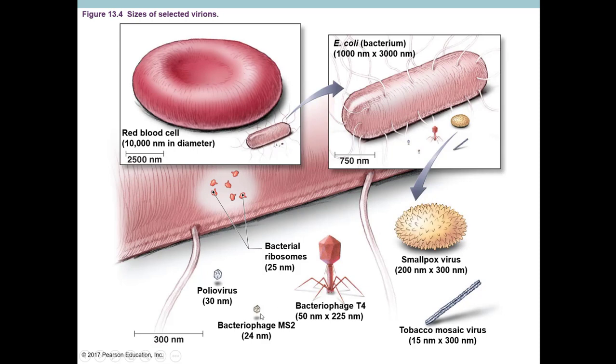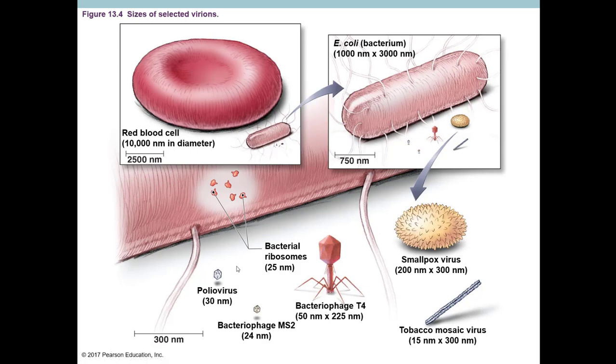So, but the sizes are pretty similar. And then over here they show you a tobacco mosaic virus, which has this very long elongated structure, and that infects tobacco plants. And you can see, just for size comparison, they're highlighting on the inside of the bacterial cell how big the ribosomes of a bacterial cell would be. So on the order of the same size as an entire poliovirus particle. So these are tiny, tiny, tiny.